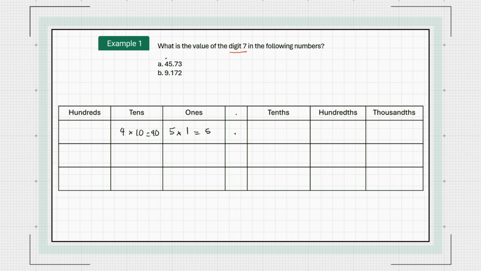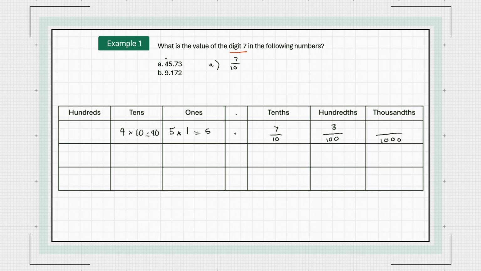Past the decimal point, it's representing first tenths, so some value out of 10, then a value out of 100, and finally a value out of 1,000. So the 7, or the 0.7, represents 7 tenths, where 1 whole tenth would equal 1. And the 3 represents 3 hundredths. So in the answer, A is 7 tenths.